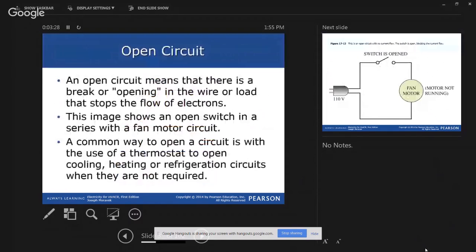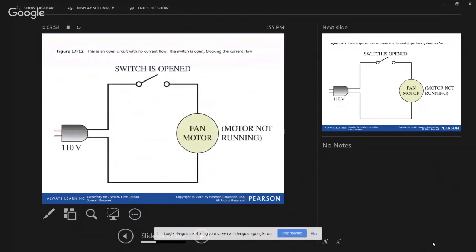So an open circuit means that there is a break or an opening in the wire or load that stops the flow of electrons. The following image shows an open circuit in series with a fan motor. A common way to open a circuit is with the use of a thermostat to open cooling, heating, or refrigeration circuits when they are not required. So there's your open circuit.